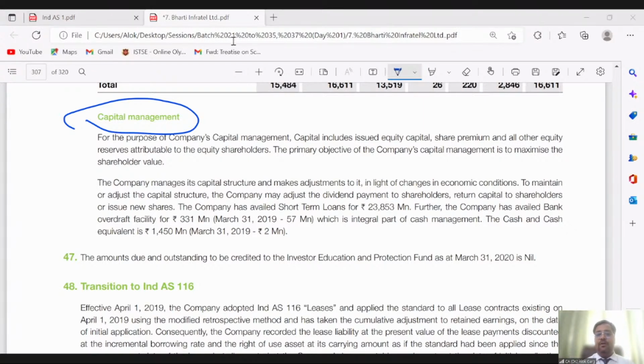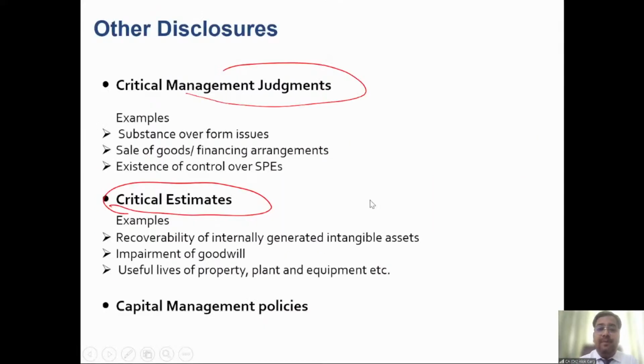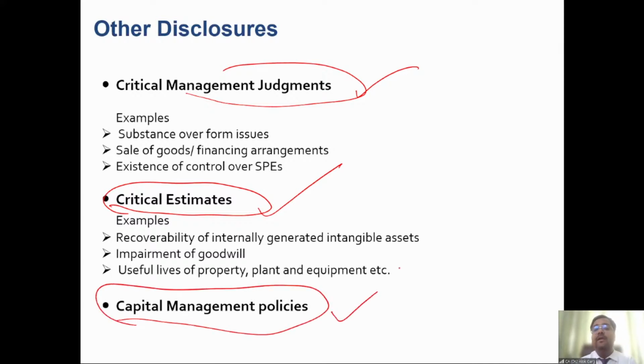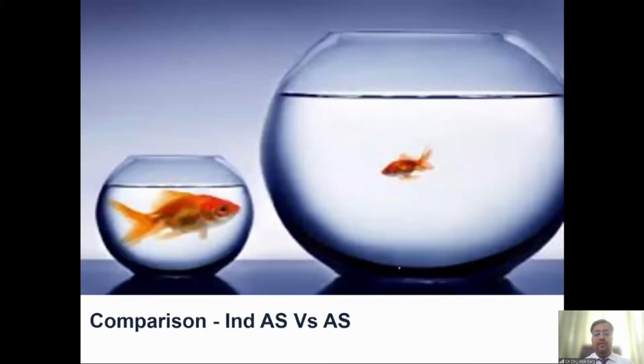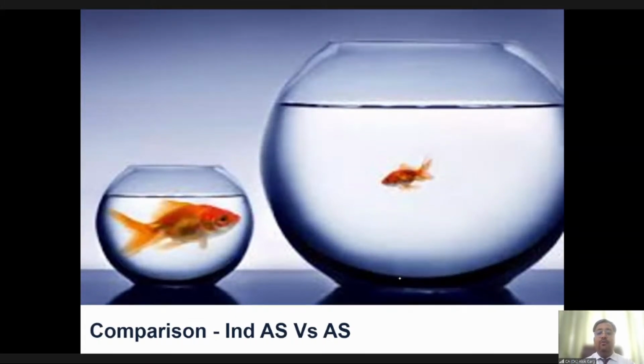Have you understood this thing or not? Yeah. So critical management judgments, critical estimates, and capital management policies need to be given in the notes to account. I hope it is clear to all of you, friends. So before moving into the differences and MCQs, let me see if there is any query.